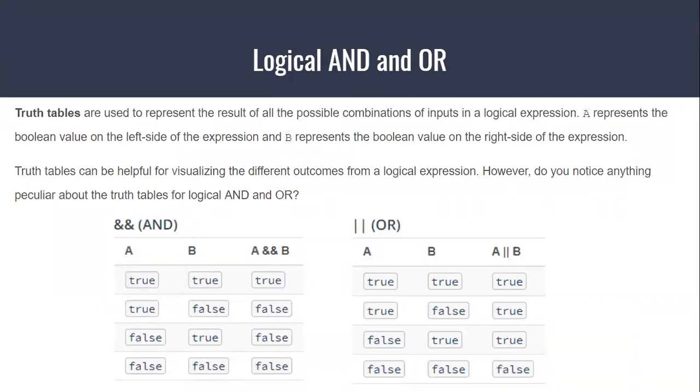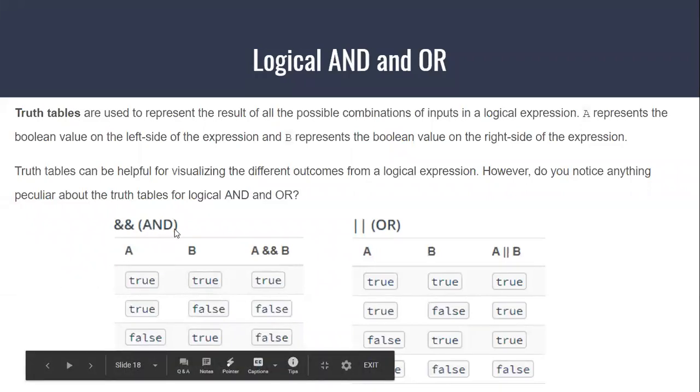So we tried to talk about this already in a way, but this is a table, called a truth table. Brings me back. Truth tables are used, and if it's new to you, you might want to have this truth table in front of you. They're used to represent the result of all the possible combinations of inputs in the logical expression. A represents the Boolean value on the left side, and B represents the Boolean value on the right side. These truth tables are helpful for visualizing the different outcomes for all the logical expressions. You don't have to notice anything particular about it. Otherwise, you can just refer back.